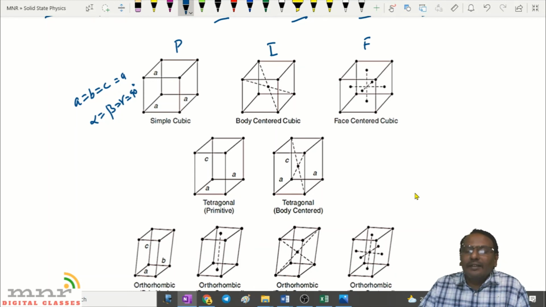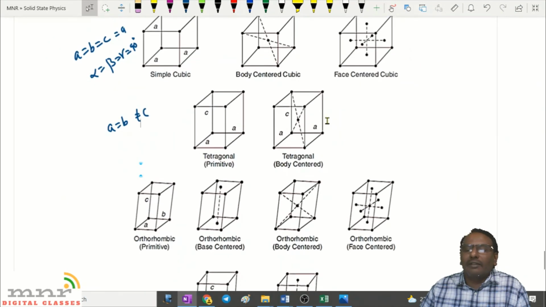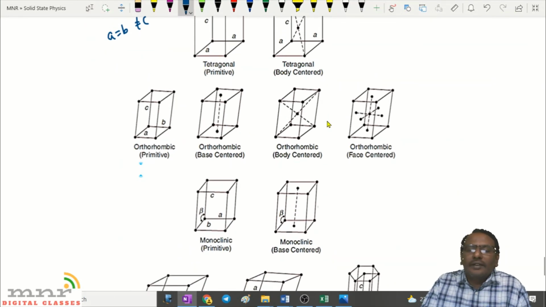In tetragonal, we have only 2 types possible. Here in tetragonal, a = b but not equal to c, whereas alpha, beta, gamma are equal. So here the primitive Bravais lattice is possible, and the body centered Bravais lattice. Now if you go to the orthorhombic, alpha, beta, gamma are equal to 90 while a, b, c are not equal. Now observe the structure. a is not equal to b, not equal to c, whereas the 3 angles are equal.